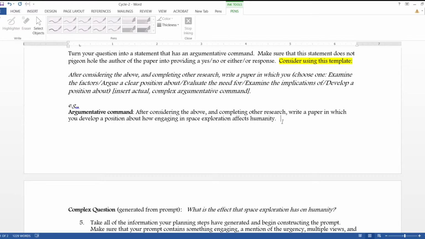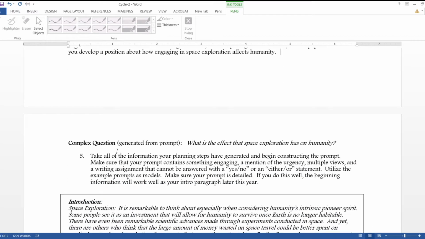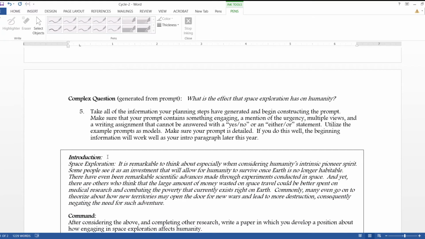Now, you're going to notice that in step 5, it says take all of the information from the planning steps, that's 1 through 4, and begin constructing a prompt. And it tells you everything that your prompt needs to have. Make sure that your prompt contains something engaging, right? That's where we begin. You need to mention the urgency of your topic. You need to mention multiple views towards your topic. And you need to also put in the writing assignment. And that writing assignment also cannot be answered in a yes or no or either or statement.